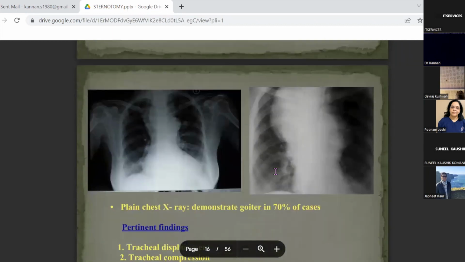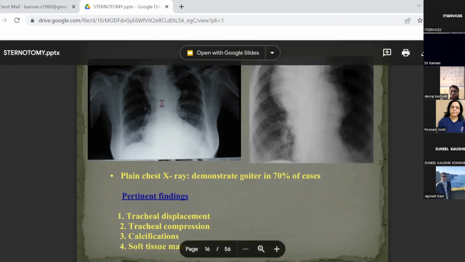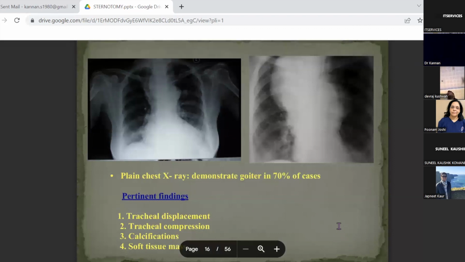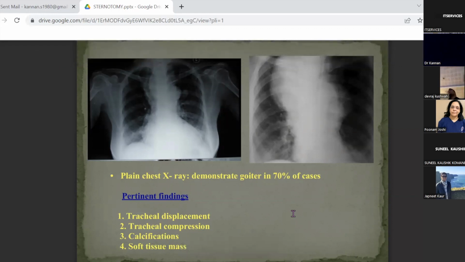Most cases of retro-sternal goiter, if big enough, you would be seeing them in the chest X-ray. The most important sign you see in the chest X-ray is tracheal displacement. Displacement of the trachea is the first sign you could see. You could also see calcification around the benign lesions, and the soft tissue mass is also well appreciated in the chest.